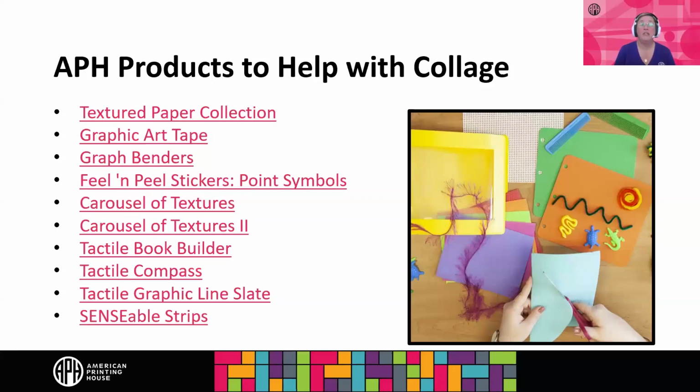But these are things like the textured paper collection, the graphic art tape somebody mentioned, graph benders, all of the different feel and peel stickers like point symbols, the carousel of textures 1 and 2, the tactile book builder. We also have a tactile compass to be able to make circles, the tactile graphic line slate to be able to make lines straight in a variety of ways, and sensible strips.